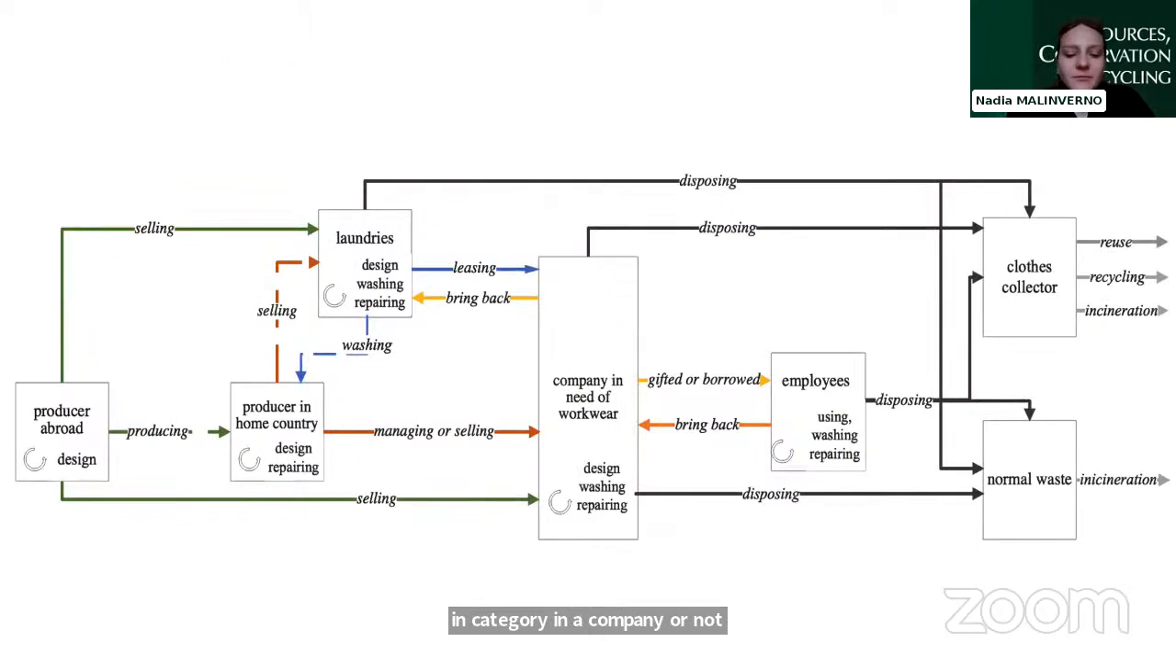As a first result, we have here the overview of the workwear management in Switzerland, or in the interviewed companies. We see, for example, that the laundries may have leasing contracts with companies that need workwear, and also have a washing and repairing service. With the leasing contracts, the clothing comes back through a take-back system, so they can track the workwear over the entire lifetime. At the end of life, there are different ways to dispose of the textile, through normal waste or through a textile collector. Through the pathway of the textile collector, the workwear is reused, recycled, or incinerated.